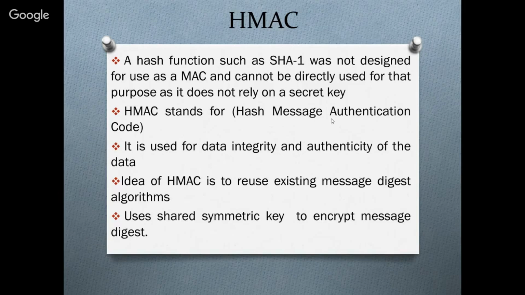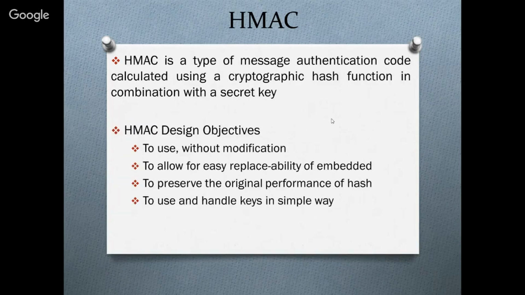The basic idea of HMAC is to reuse the existing message digest algorithm, as well as incorporate the key value which has not been used in the MAC part. It uses the shared symmetric key to encrypt the message digest. So HMAC is a type of message authentication code calculated using a cryptographic hash function in combination with the secret key. It is named HMAC because it combines two parts: creating a hash code with the help of the secret key. The combination of those two things gives you a new authentication code function, that is HMAC.